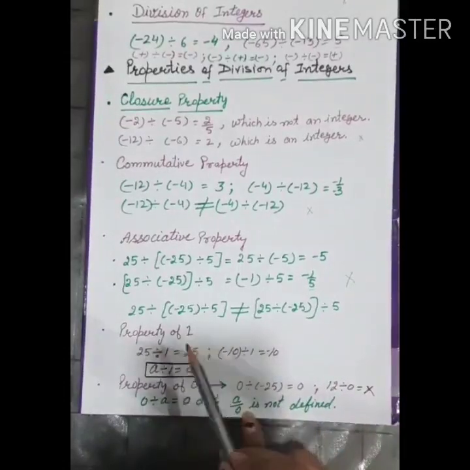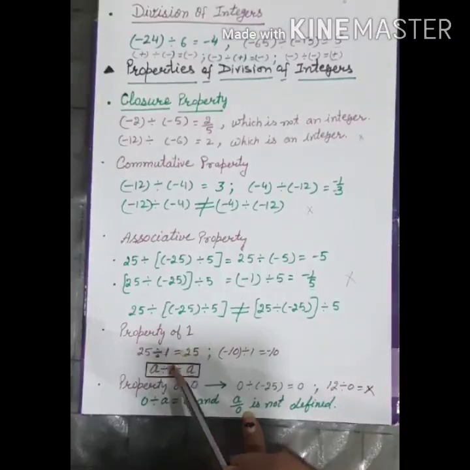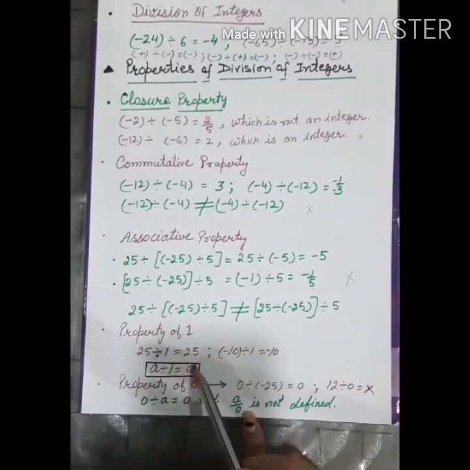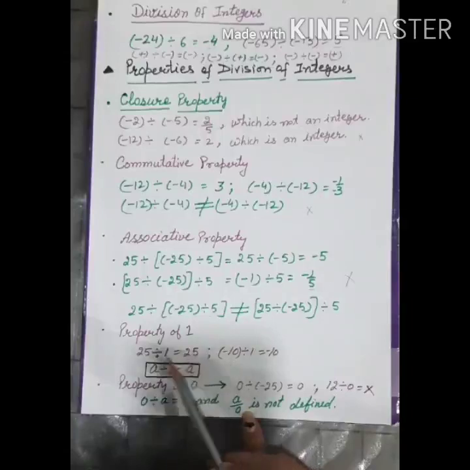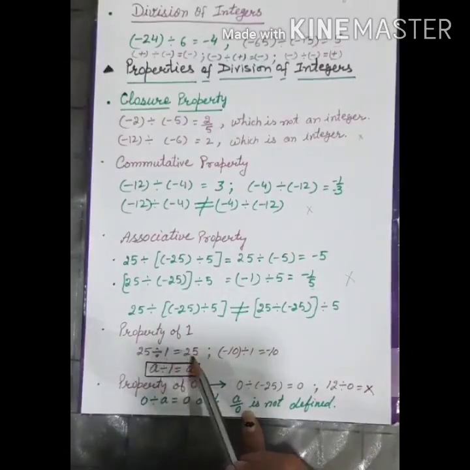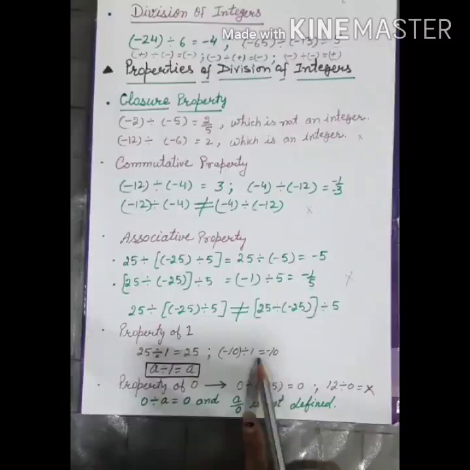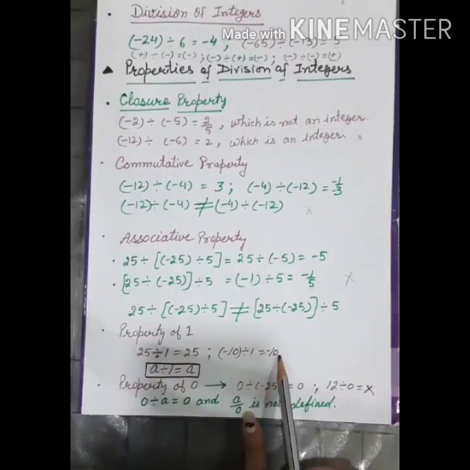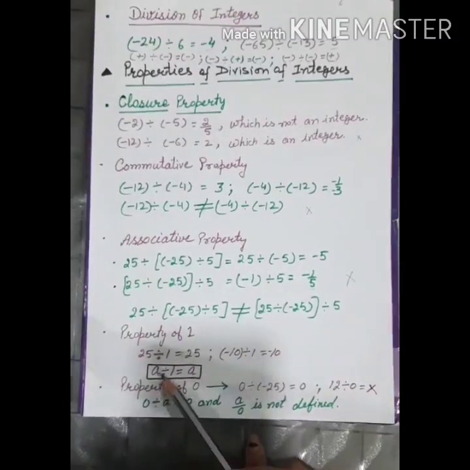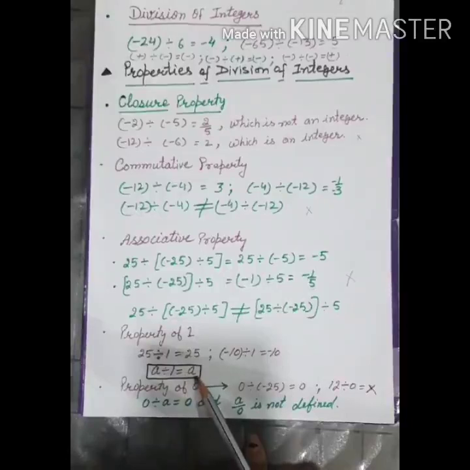Property of 1. When we divide an integer by 1, the quotient is the integer itself. 25 divided by 1 is equal to 25. Minus 10 divided by 1 is equal to minus 10. If a is an integer, a divided by 1 is equal to a.